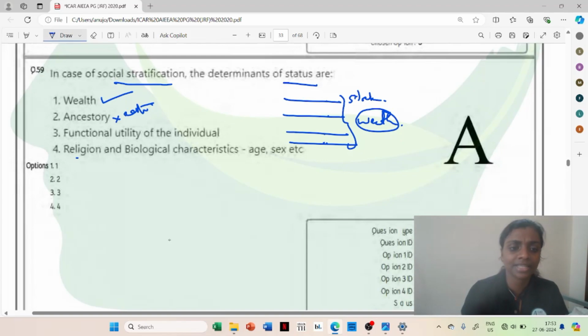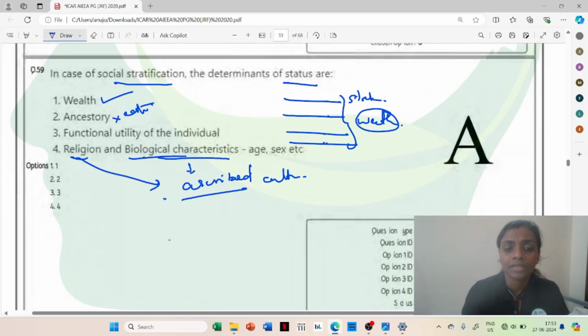Next one, religion and biological characteristics. Biological characteristics we cannot change, and religion, in our societal context, is generally not changeable, though obviously it can be changed. But biological characteristics are considered ascribed, like caste, which is assigned by the society or the culture. In contrast, status can be changed. If the person works harder and earns more, he can move to the upper strata of the society. So the option is A only, the first one.